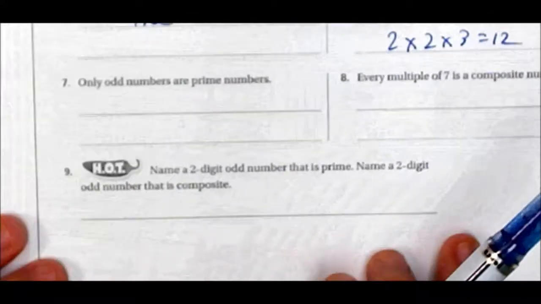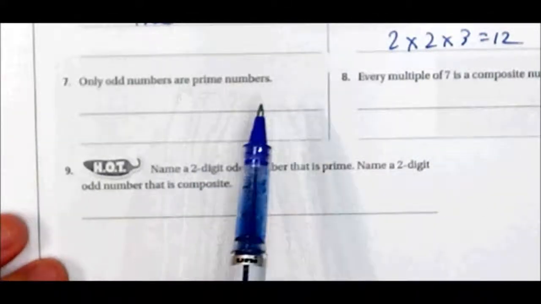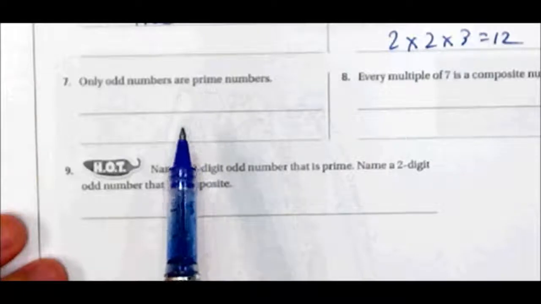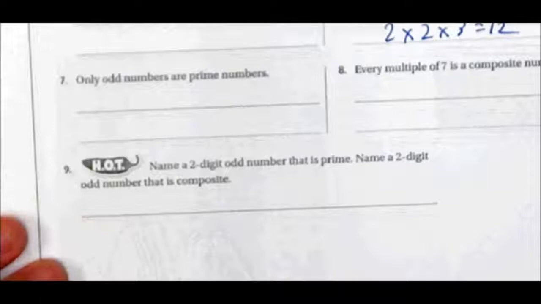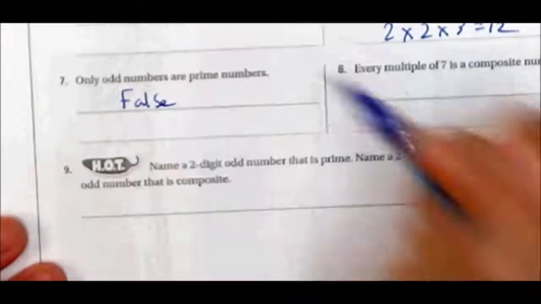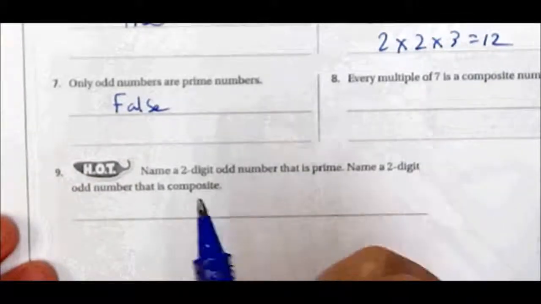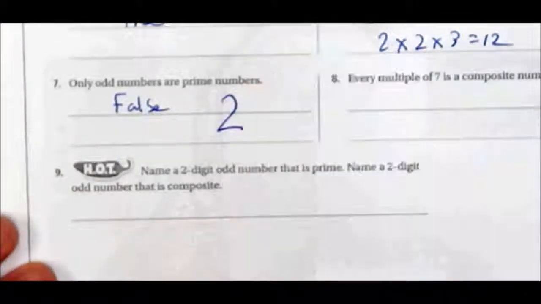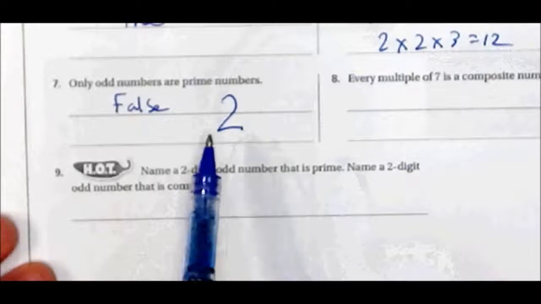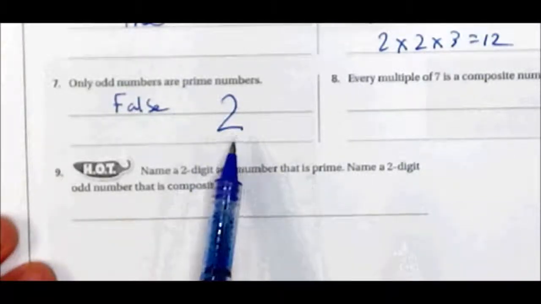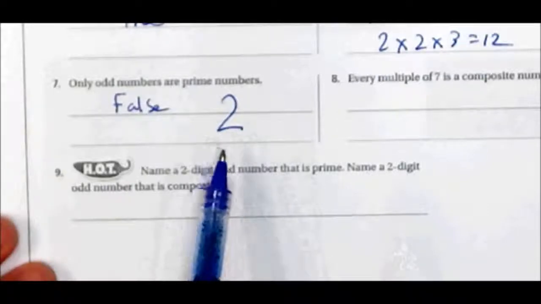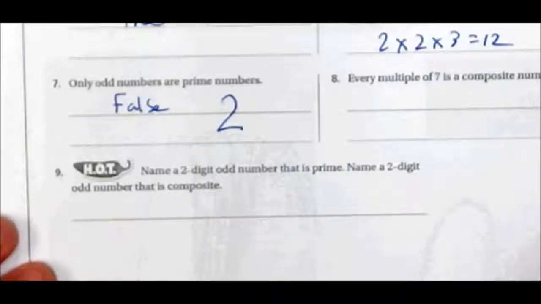Okay, now this one says only odd numbers are prime numbers. Now it's true that most prime numbers are odd. In fact, almost all of them are odd. But there's one that is even, so this is false. There's only one single prime number that is even. That's 2. Everything else that's even is composite because it can be divided by 2. But 2 is a prime number because it only has two factors, 1 and 2, and that's it. So it is a prime number, the only even one.